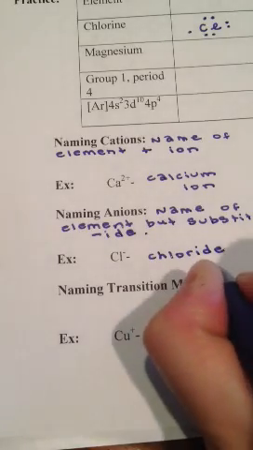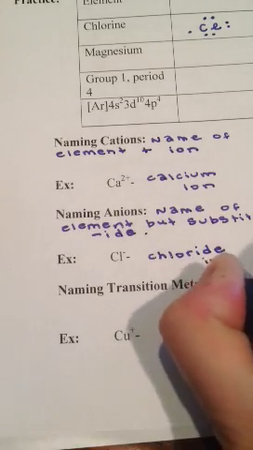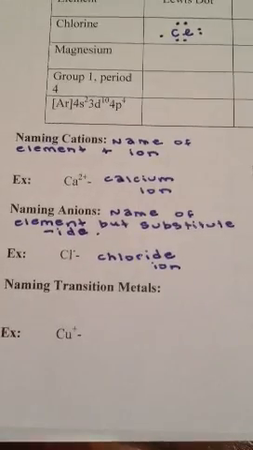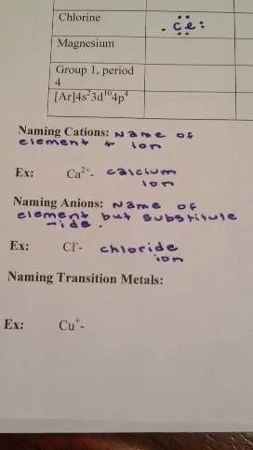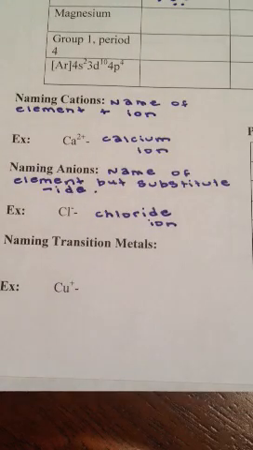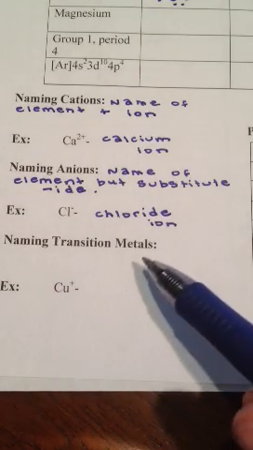And so I'd say this is the chloride ion. Okay, so still not too challenging, but it's a little bit different than with cations. Okay, the last one is with copper. Okay, so with copper, sorry, not just with copper, but with your transition metals.